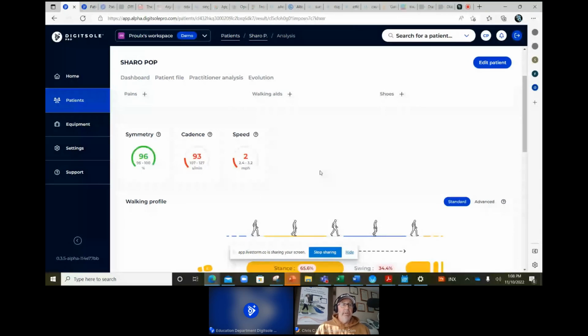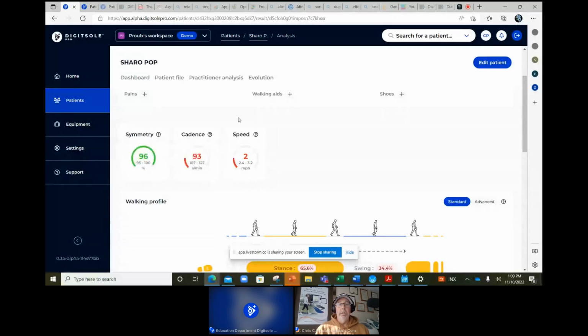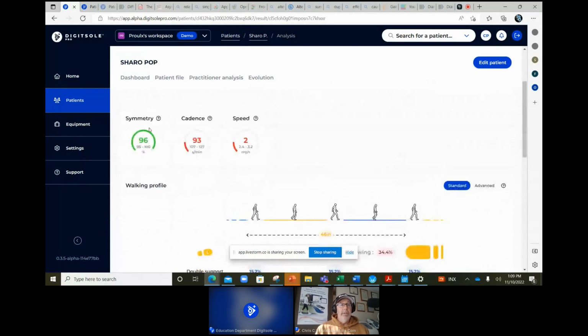So the symmetry characteristic, if you put your cursor over the question mark, it actually identifies what these metrics or biomarkers are, if you're not familiar with them. And then you can also, up at the top, download and look at some of the different interpretation manuals. If you click on the interpretation manual, it will bring you to the website, and you can download the interpretation manual for walking, running, or jumping. So back to this. We see symmetry, cadence, and speed.